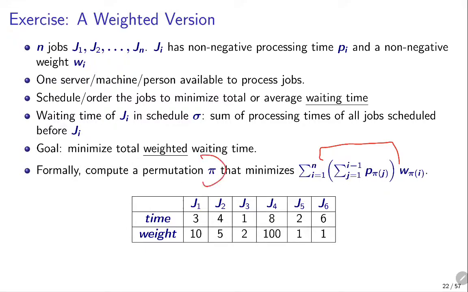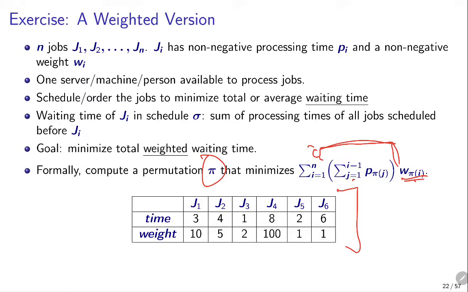What we are trying to do is compute the permutation pi of the jobs such that the sum of the wait time for the i-th job, multiplied by the weight of the i-th job, is minimized, okay? There is a table here with an example. I'm not going to do it because a numerical example is not interesting, but you can fill it in if you want to get some intuition.